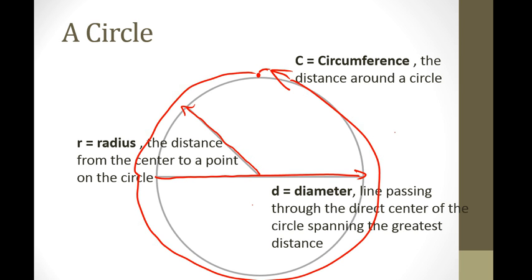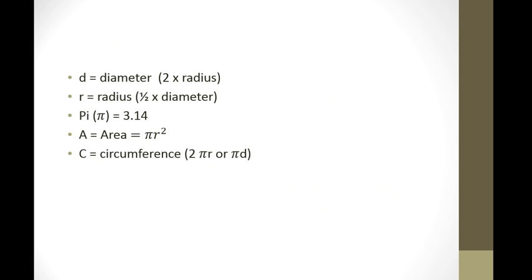The calculations you need to know for circles are these: the diameter is 2 times the radius, and the radius is half of the diameter. You will need to know that pi is equal to 3.14. I'm not going to hold you to any more digits than that. Area is pi r squared, and circumference is 2 pi r.